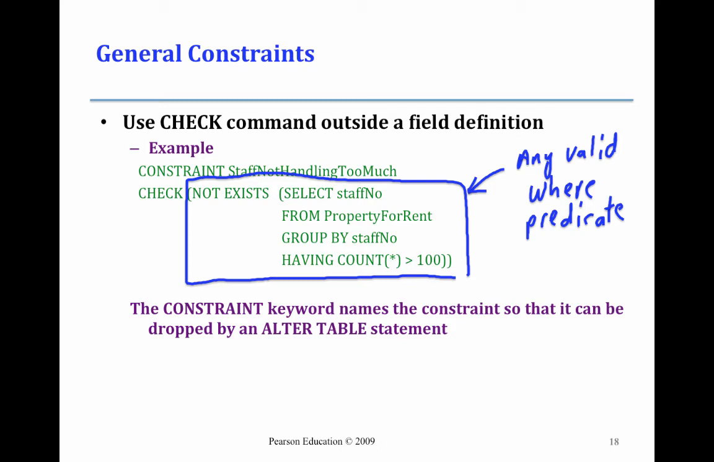So what we're trying to do is prevent any staff member from having more than 100 properties. So actually, turns out we have to first find all staff members who manage more than 100 properties, and then we want to say that doesn't exist. We want to say that's the empty set. And I actually don't know of any other way really of easily expressing this query. It seems like this is, in fact, the easiest way to express it.